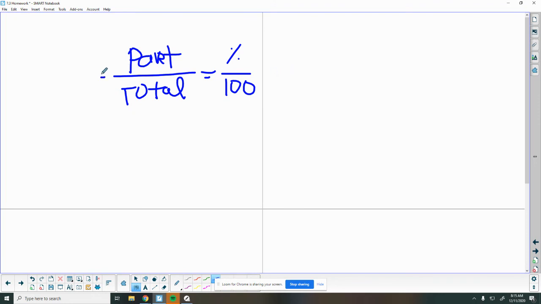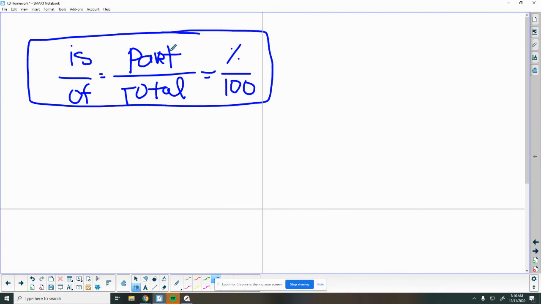Some other words that might be helpful are the words is, where the part is this percent, or the words of the total. So of and total are connected, is and part are connected. As you are thinking about setting up those problems, be sure to look for those keywords.